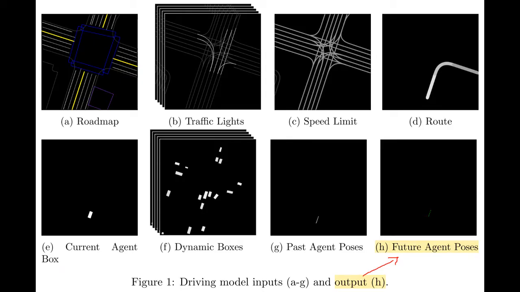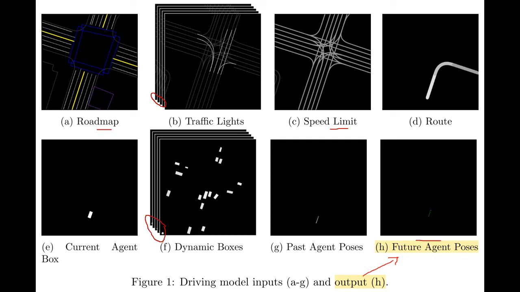Another example, this time from ChauffeurNet, from Waymo, just to illustrate that this bird's eye view can be really generic and can be very specific. You can have several channels. Here, for instance, is the map structure, speed limits. Here you see the stacking of traffic lights, dynamic boxes, so the obstacles that have been detected.